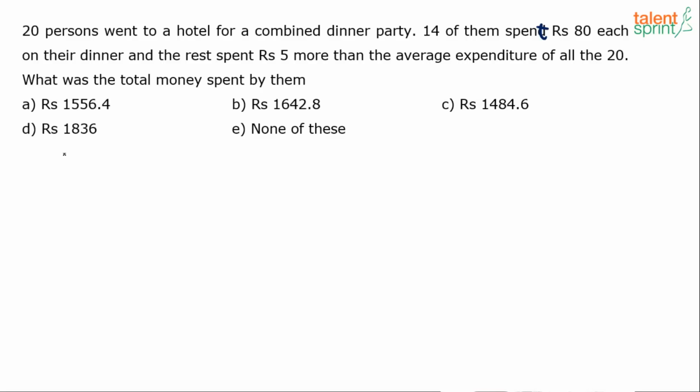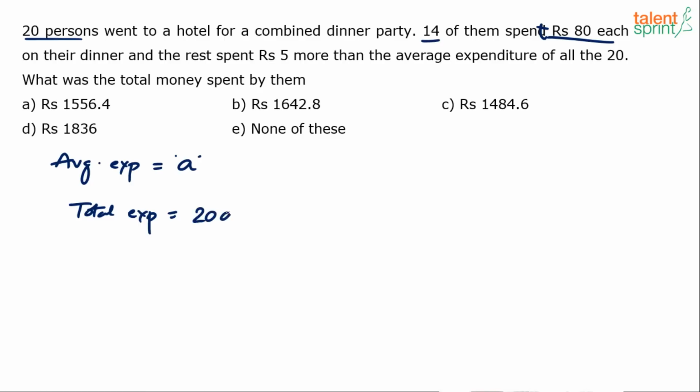Let's assume that the average expenditure is A, right? Let's assume the average expenditure of all these 20 guys is equal to A. Now, what do we know? 20 persons had gone for this dinner party, right? 14 of them spent rupees 80 each. So, I am trying to find out the total expenditure. What will be the total expenditure? Total expenditure is going to be 20 into A. Average is A, right? There are total 20 persons. So, total expenditure is 20 into A. This should be equal to what? 14 of these guys spent 80 each. So, 14 into 80.